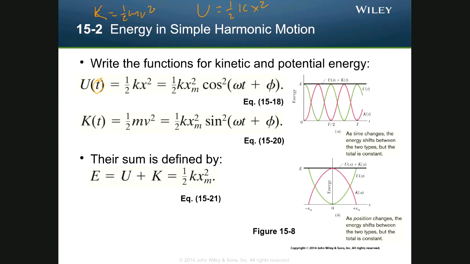So we have to square x, so we have to square both the x_m and the cosine omega t, and we have to square the velocity function. You'll notice that will make the minus part go out. When we define things this way, we can get the same amplitudes for K and U. So let's take a look at that and see if we can make sense of it.